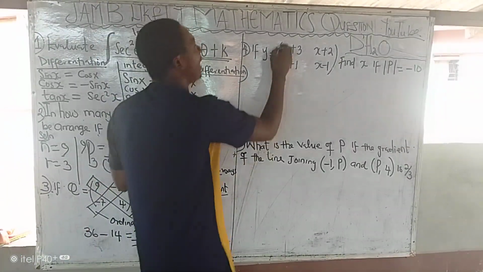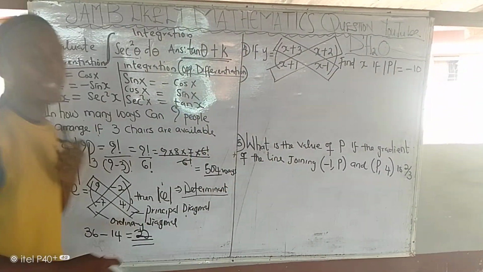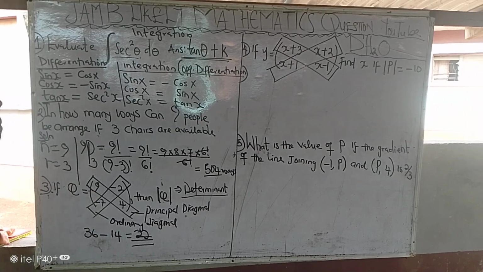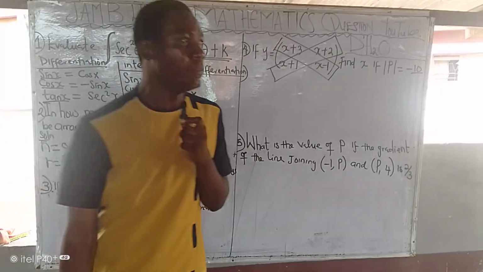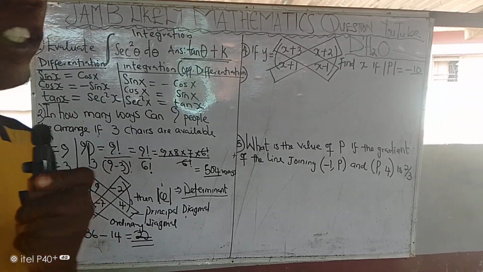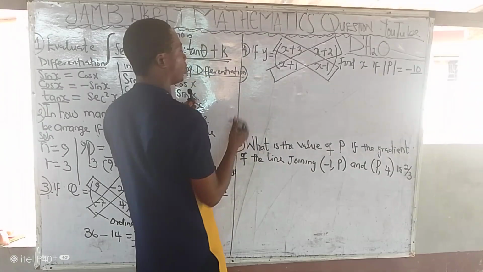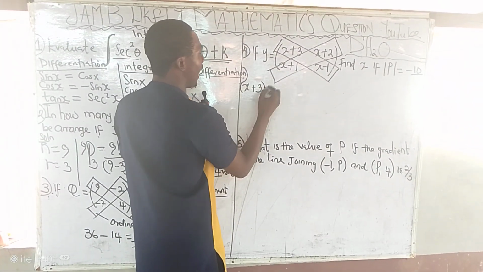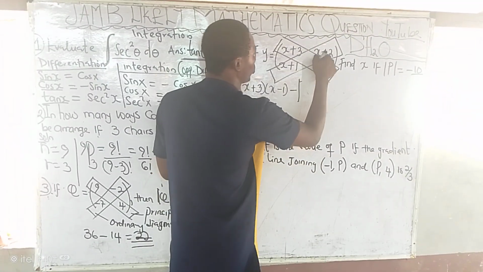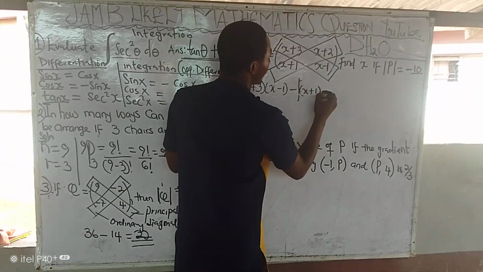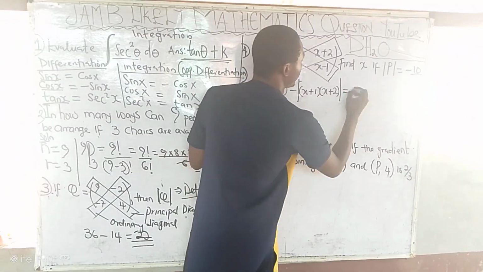Very simple. Remember that you will multiply your principal diagonal minus the product of your ordinary diagonal. They said if y is equal to this, find x if the determinant is minus 10. This time they have given us the determinant already for the matrix, and we have to find the value of x. This one goes times this. You have x plus 3 times x minus 1. Then minus, you multiply these two together: x plus 1 times x plus 2. What did they say is the determinant of the matrix? It is equal to minus 10.